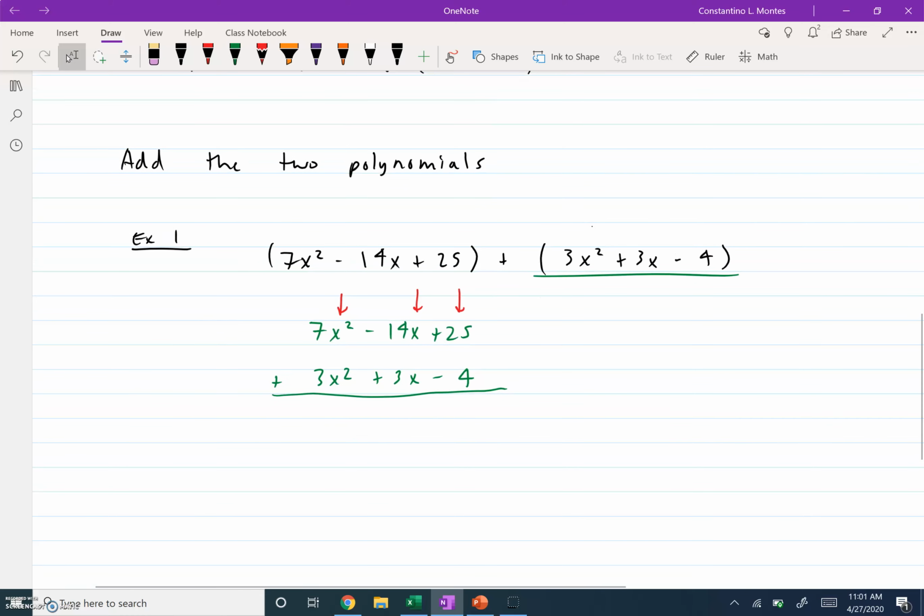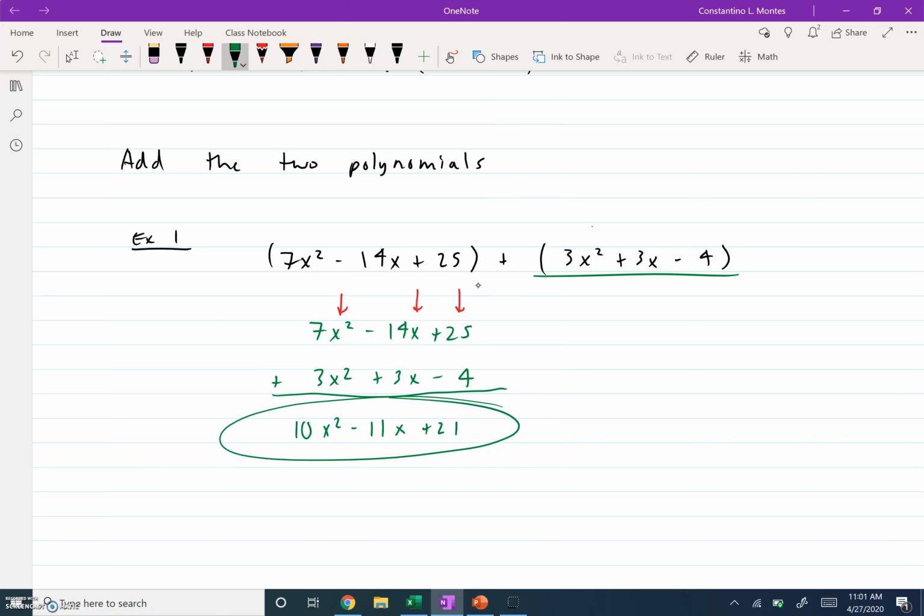So when I add them, I just add 7 and 3 to give me 10. So I have 10x squared. Negative 14x, if I add 3 to that, that's going to be negative 11x. And then 25 plus a negative 4 is going to be plus 21. So the addition of these two polynomials is going to result in that new polynomial right there. And that's how you add them.